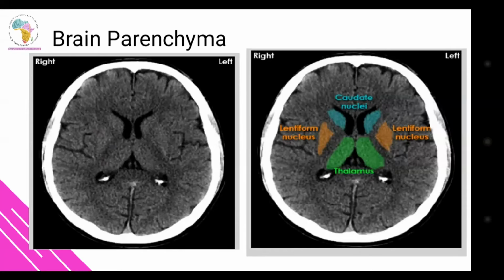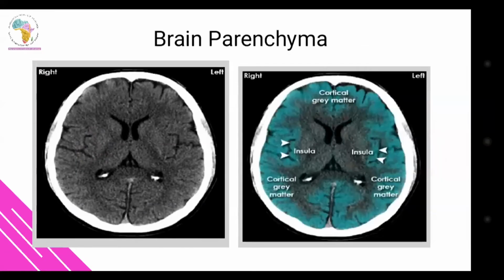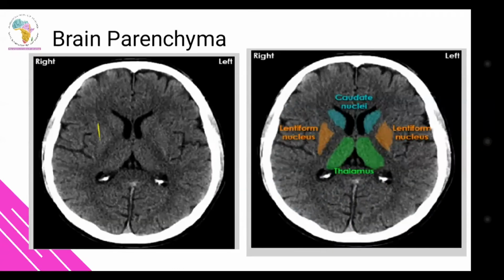I talked in the previous slide about the insular cortex. You see that also between this insular cortex here and the lentiform, there's a small dark passage here. Here you can see the dark passage. That passage is the external capsule.